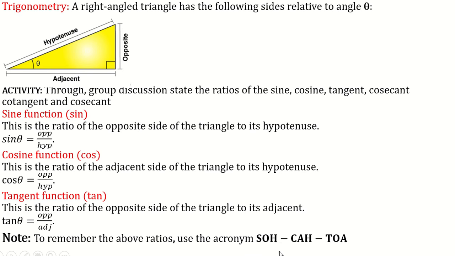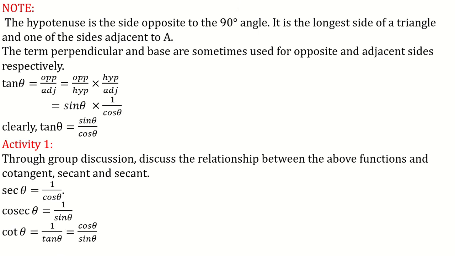Remember these ratios, you can use this acronym SOH CAH TOA, where SOH stands for sine is opposite over hypotenuse, CAH stands for cos is adjacent over hypotenuse, and TOA stands for tan, opposite over adjacent. When we come there, we can see the reciprocals. We see that tan can also be expressed as sine over cos, from what we've seen there.